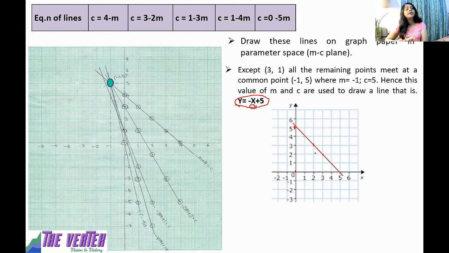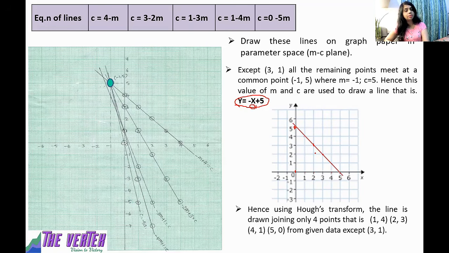And this is your final solution. This is the line which we wanted to draw. This is the line which is asked to draw in the example. Hence, using Hough's transform, we use the formula of Hough's transform.